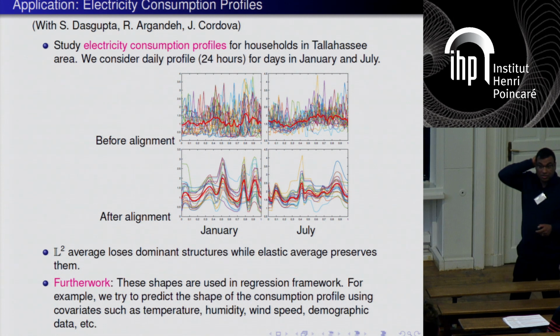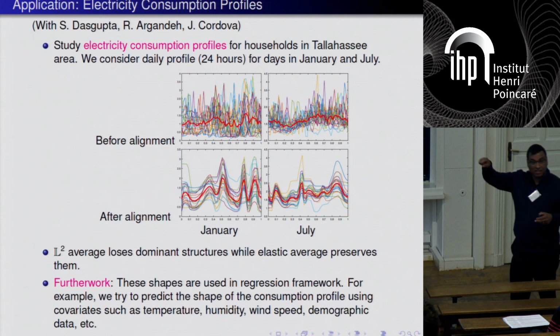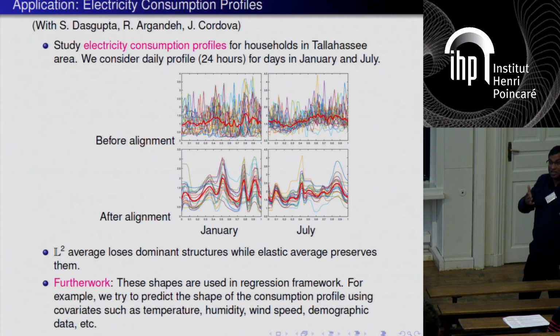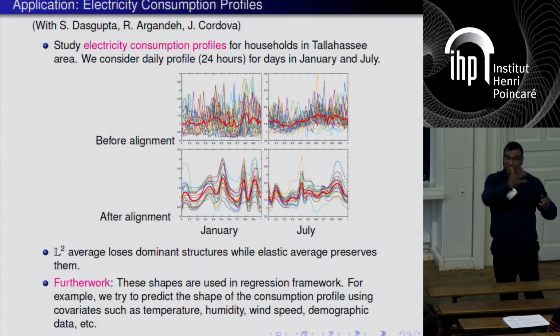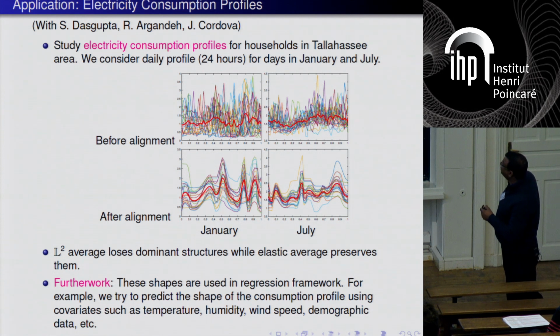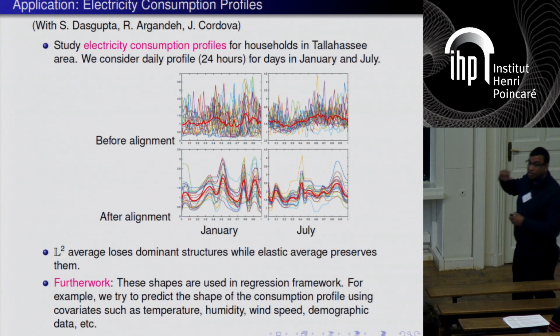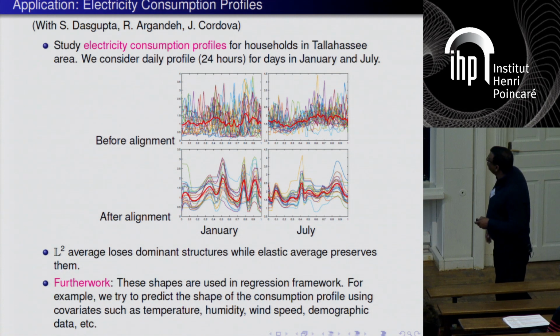The electricity company is very interested in predicting the electricity profile, because as we know, electricity is one of those resources that cannot be stored. It has to be consumed at the moment it's generated. And so they have to know these patterns of consumption, and you don't see much pattern if you work with the original functional data analysis framework. But if you start looking at the shapes of the functions, then you see something more interesting.